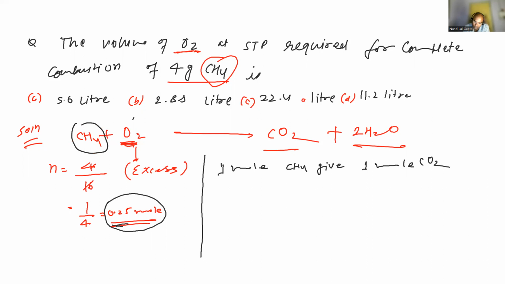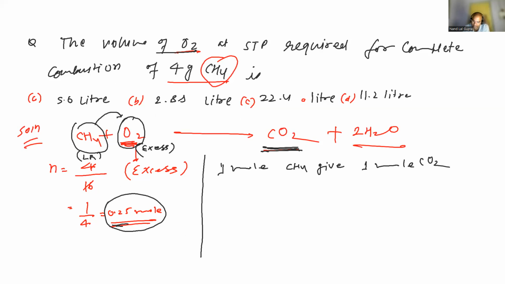Because to this we are comparing, this to this. Why? Because CH4 is the limiting reagent, and oxygen is the excess reagent. And they are asking what is CO2. Are you getting this one? Why are we comparing? Because they are asking the volume of O2 required for complete combustion of 4 gram CH4, not the CO2. Means we cannot compare this one. We need to compare this to this. How much is required? This to this.